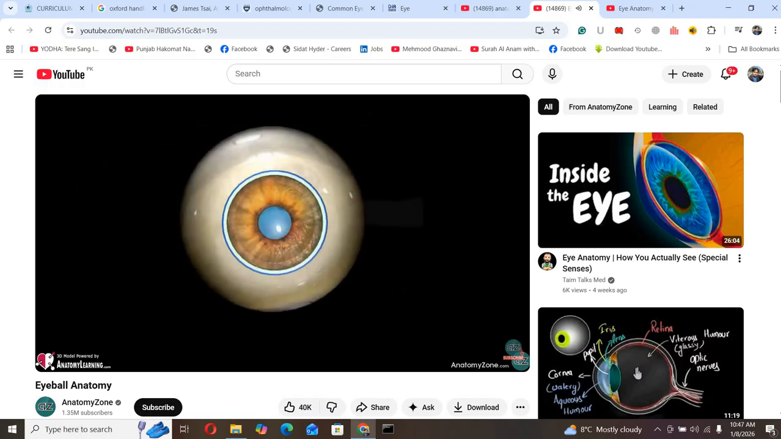The final structure of the vascular layer is the iris. This is a circular structure with an aperture in the centre, called the pupil. The iris is the component of the eye which gives you your eye colour. It has two arrangements of fibres which control the size of the pupil: circular fibres and radial fibres.